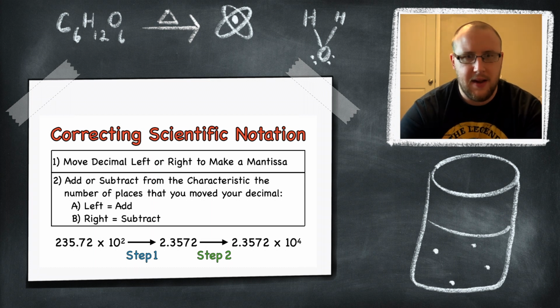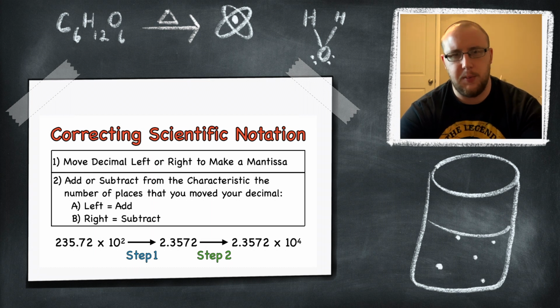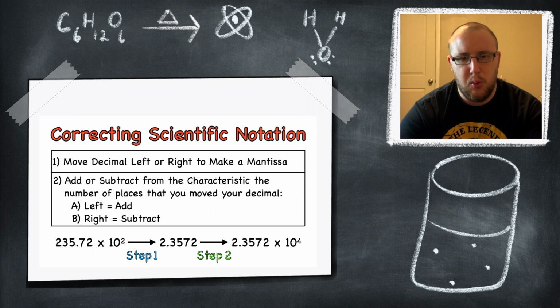Now we've got to either add or subtract from our current characteristic. If we moved our decimal place to the left, then we're going to add to our characteristic, while if we moved our decimal place to the right, we subtract from it. So originally we had 235.72 times 10 to the 2nd power. We moved our decimal place 2 spots to the left. Then we got 2.3572 times 10 to the 2nd. Now we need to add those 2 places we moved our decimal place to our characteristic, giving us a total of 2.3572 times 10 to the 4th power.